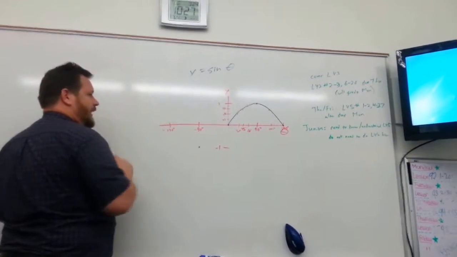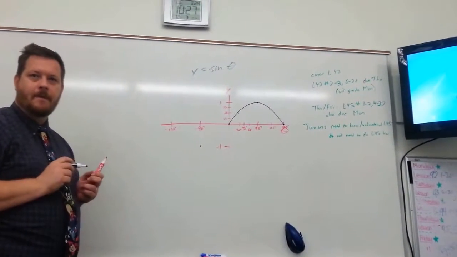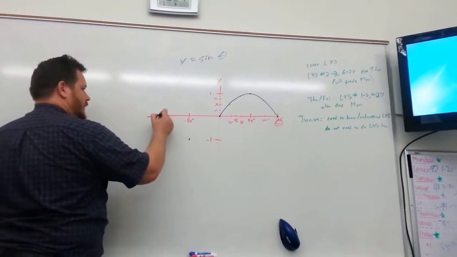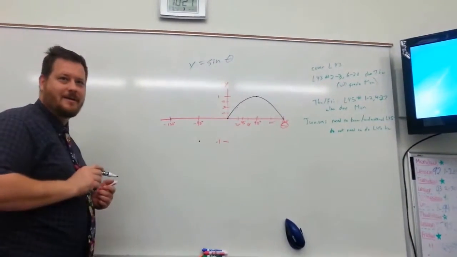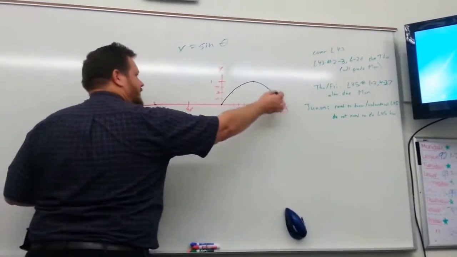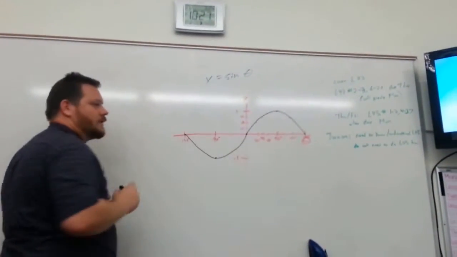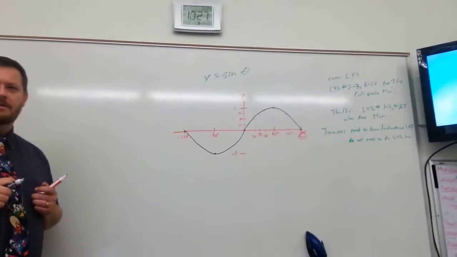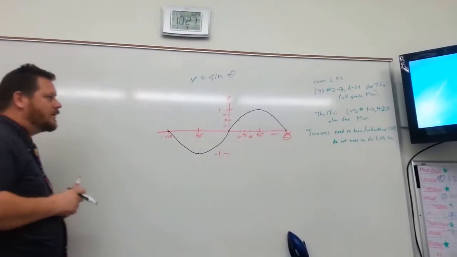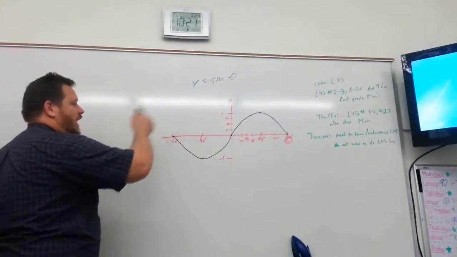What's the sine of negative 180? Also 0. What do you think the graph's going to look like? It's like a nice smooth curve here. It's like the path of a dolphin going up and down out of the water. So this is the graph of the sine function.